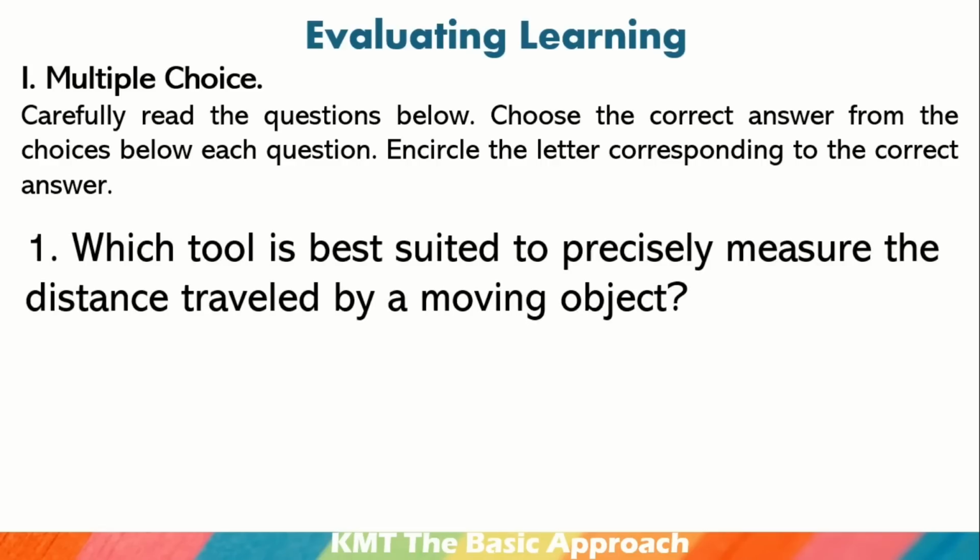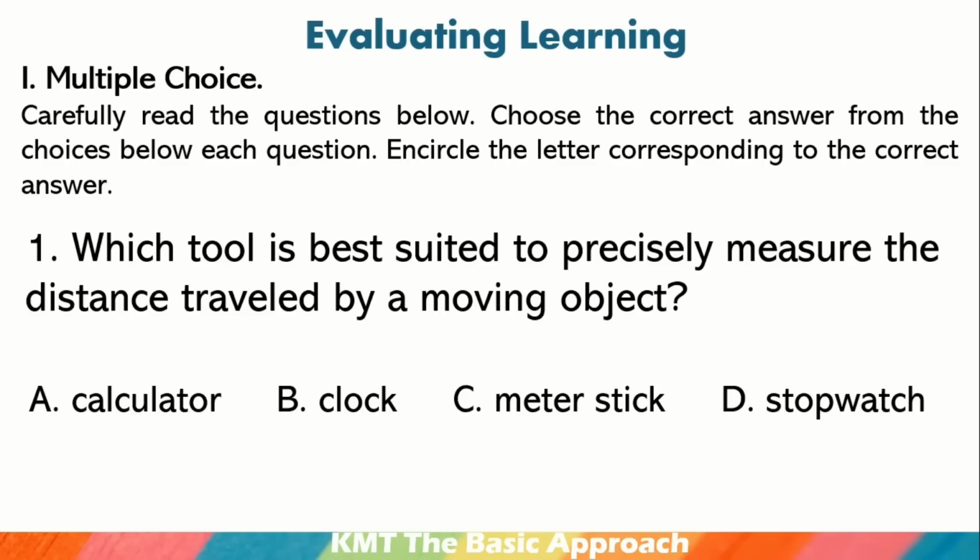Number 1. Which tool is best suited to precisely measure the distance traveled by a moving object? Letter A, calculator. Letter B, clock. Letter C, meter stick. Or letter D, stopwatch. What is the correct answer? Correct. The correct answer is letter C, meter stick.